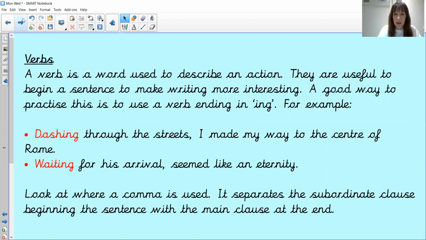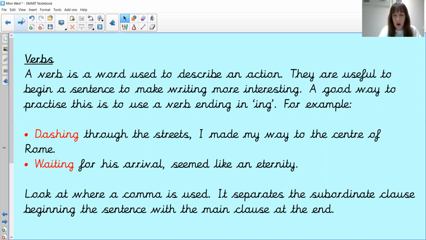So a verb is a word to describe an action, which you all know. They are useful to begin a sentence to make writing more interesting. A good way to practice this is to use a verb ending in ing. For example, dashing through the streets, I made my way to the centre of Rome. Waiting for his arrival seemed like an eternity.